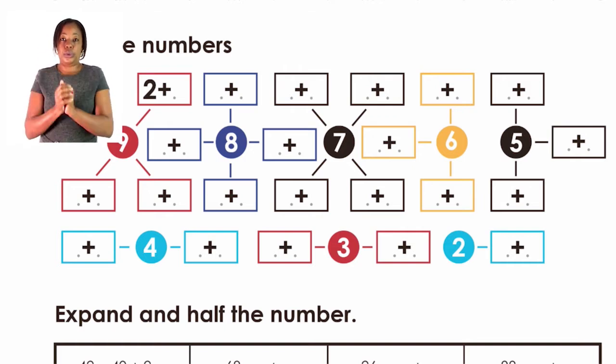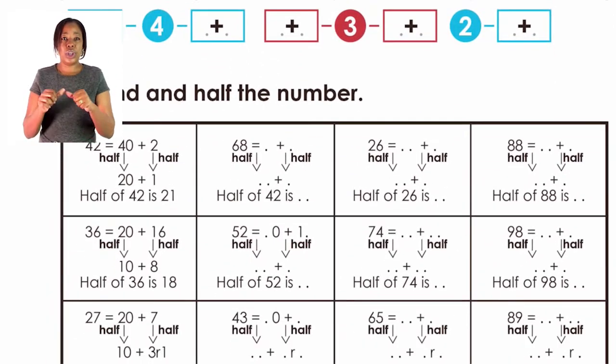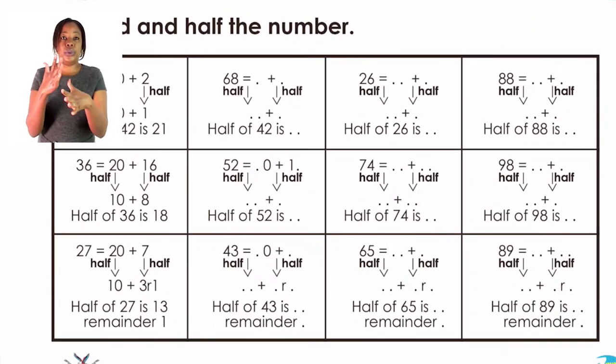All right. Now we will continue with the third exercise on the same page. We are going to expand and half the number. So we want to get the half of a number that is given to us. So I'm going to do with you the first one and the third one. The first block there and the third block to get the answer.